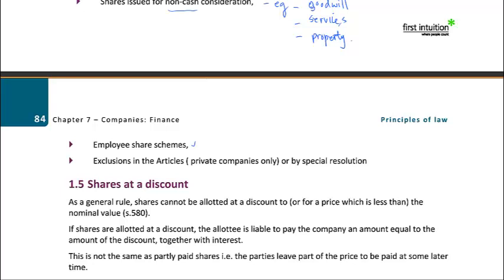Now, a private company can permanently disapply preemption rights in its articles. Makes things really simple. A PLC can't do that. A PLC can only go the special resolution route, which means that on each occasion that it wants to disapply the preemption rights, or possibly even when it gives the directors the authority to allot shares by ordinary resolution, it can add on to that a power to exclude the preemption rights, but a special resolution is needed to do this.